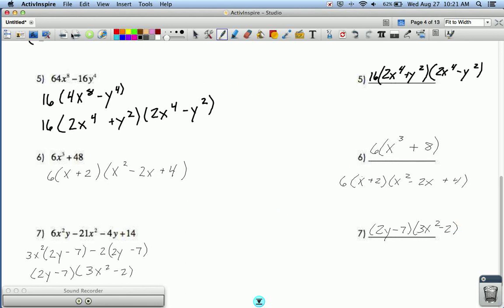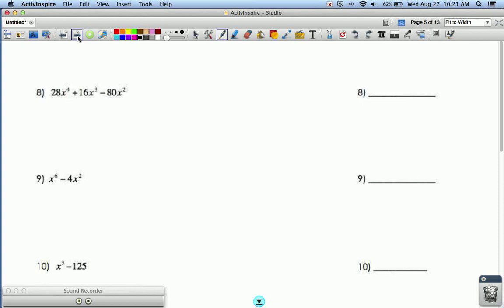That's it for page 4. Let's see what page 5 holds for us. More factoring. So certainly an x squared comes out. Let's see as far as the numbers go. Looks like 4 is going to be the biggest. So I end up with 7x squared plus 4x minus 20.